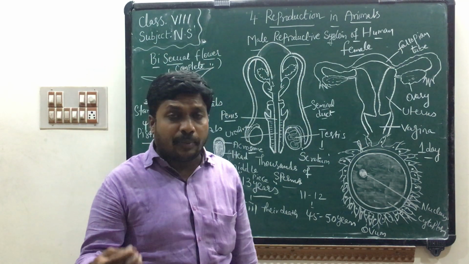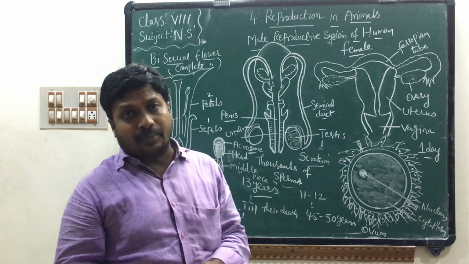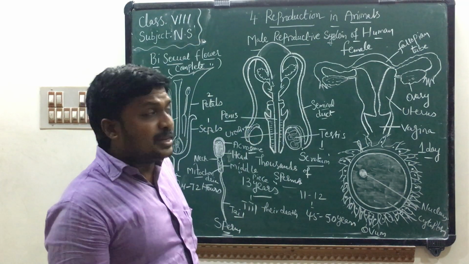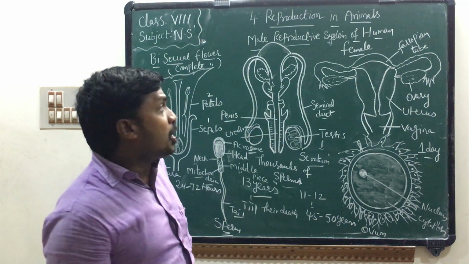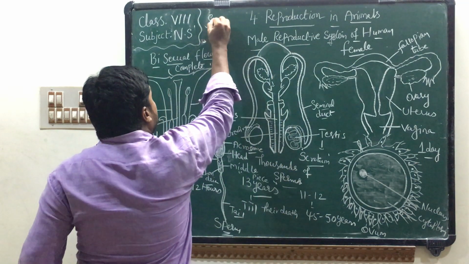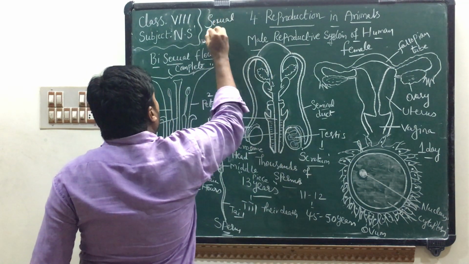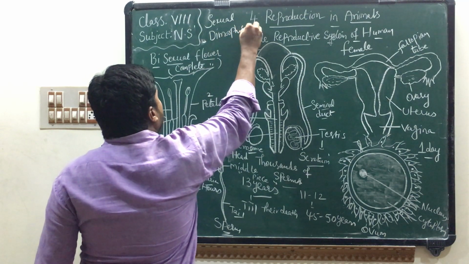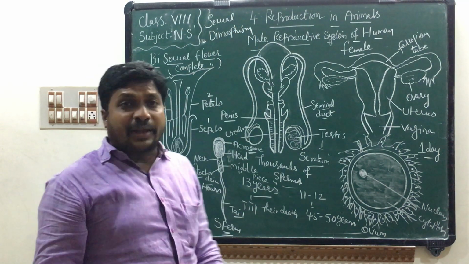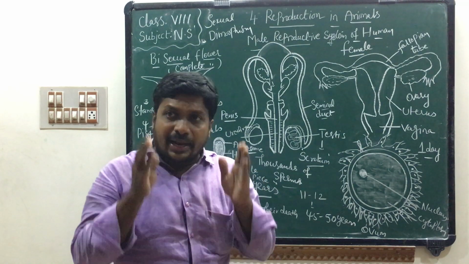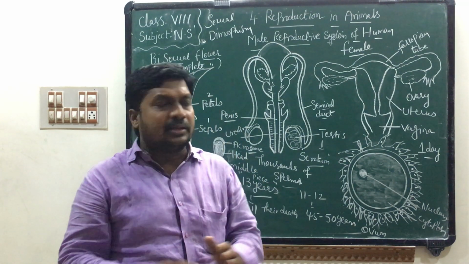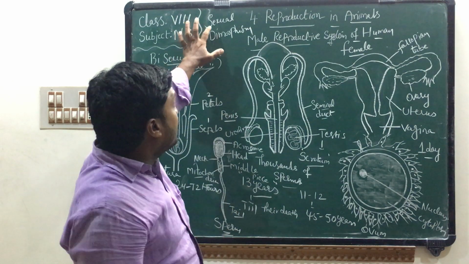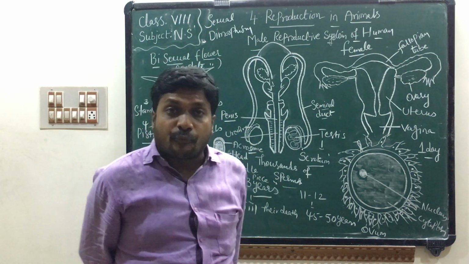If you observe human beings, we are unisexual animals. Why? Because we can separate male from female. That is called sexual dimorphism. Sexual dimorphism means we can separate male from female. The male reproductive system is present in male human beings, the female reproductive system is present in female human beings. So we are called sexual dimorphic animals.